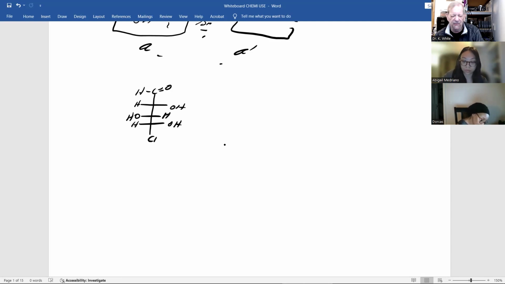And this is a Fisher projection. Remember, every intersectional line is a carbon. And if I were to ask you, draw the enantiomer of that molecule, 3 points each, why don't you have it tried out?